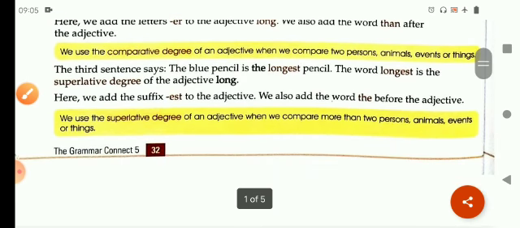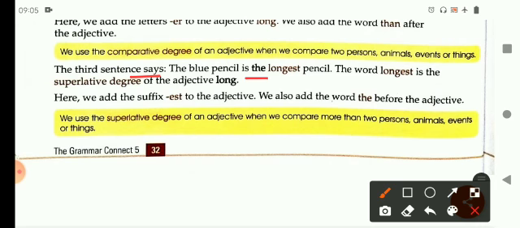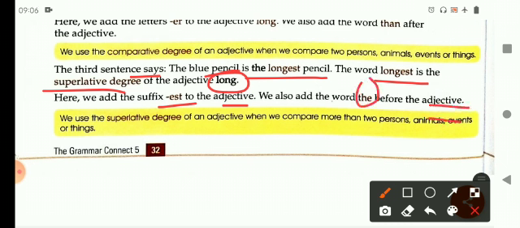The third sentence says the blue pencil is the longest pencil. The word longest is the superlative degree of the adjective long. Here we add the suffix est to the adjective, and we also add the word the before the adjective. We use the superlative degree of an adjective when we compare more than two persons, animals, events or things.